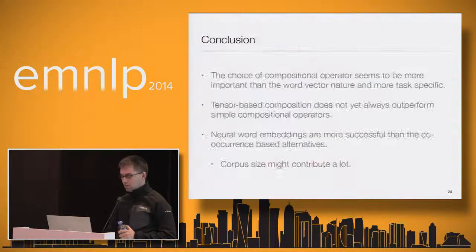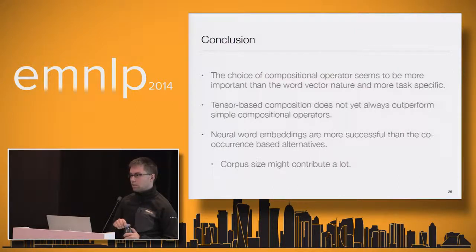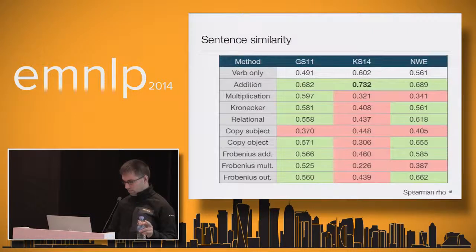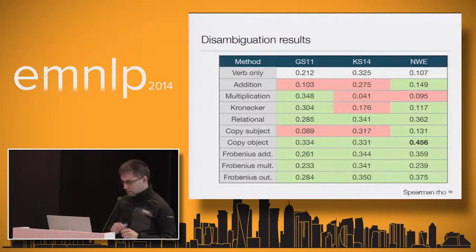So can one say that in simple tasks, neural net vectors with tensor composition do best? In simple tasks, for example? So here, not really, and in the disambiguation, yes. Yes, okay, right. So it varies. Yeah, thank you.